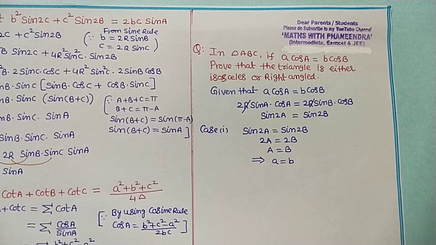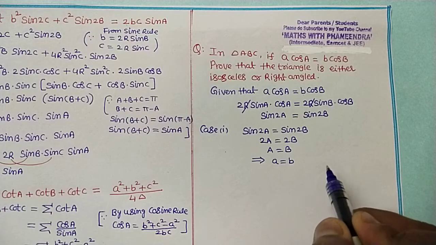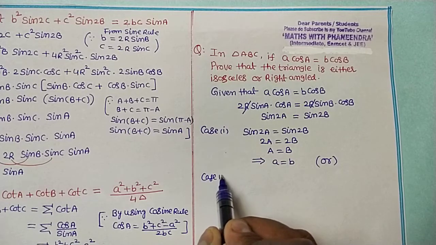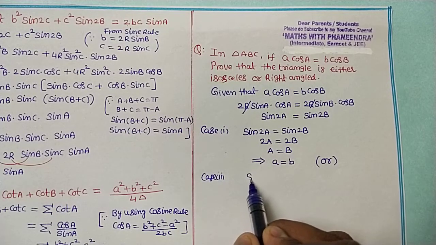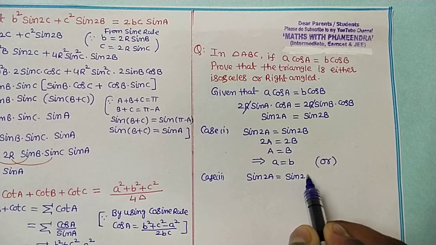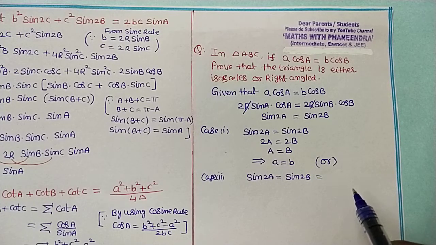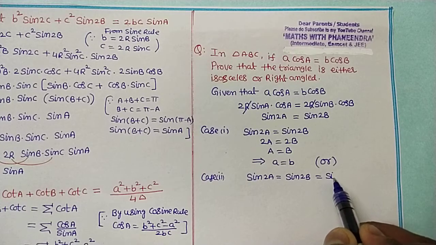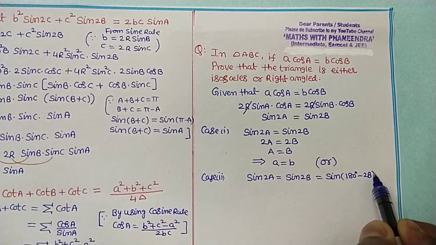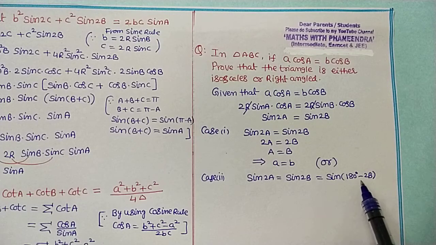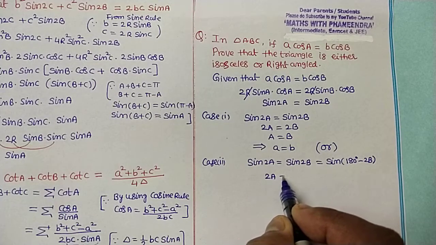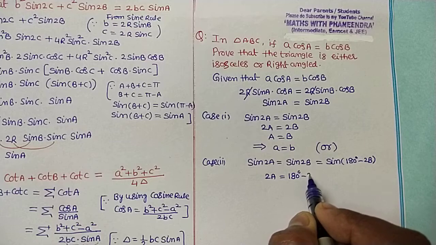Now, second case is also possible. You can take sin 2A equal to sin 2B. This sin 2B, we can write it as sin theta can be written as sin of 180 minus theta also. So sin of 180 minus 2B, we can write it. So again, by comparing the angles, you will get 2A equal to 180 minus 2B.